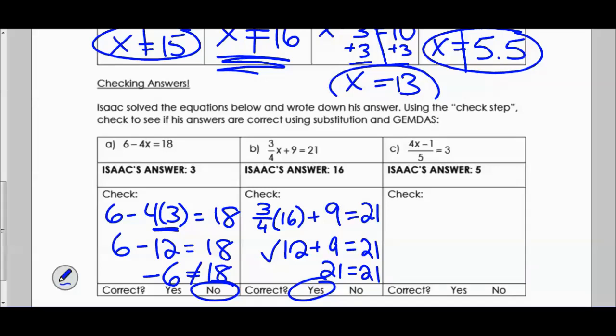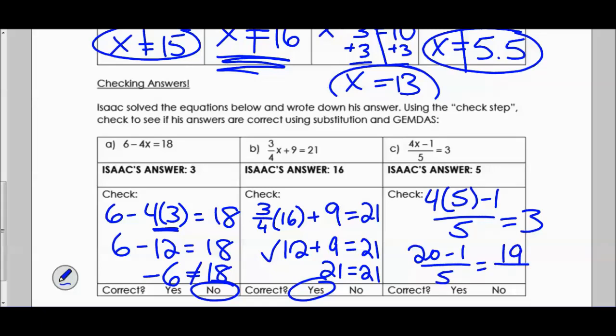Same kind of thing on the next one. We're going to plug in 5. 4 times 5 minus 1, all divided by 5. We want to see if that equals 3. 4 times 5 is 20. Minus 1 is going to be 19. 19 divided by 5. It's not 3, it's 3.8. So that is not correct.